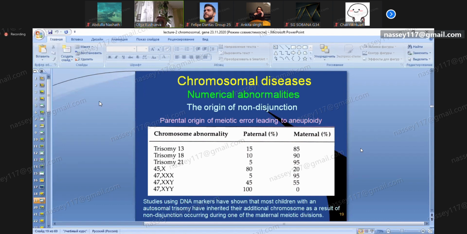Here we can see the origin of meiotic errors leading to aneuploidies, and we can see that most cases of trisomy 13, 18, 21 and trisomy X depend on mistakes in maternal meiosis. And Klinefelter syndrome and monosomy X are associated with paternal causes.